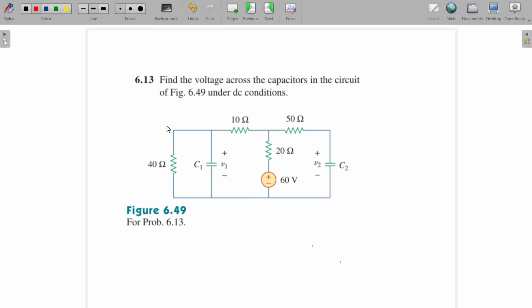Everybody, now we are going to solve a problem from Fundamentals of Electric Circuits by Alexander and Sadiku, 5th edition. This is question number 6.13: Find the voltage across the capacitors in the circuit of the figure under DC conditions. It is given that under DC conditions we need to find the voltage across the capacitors.